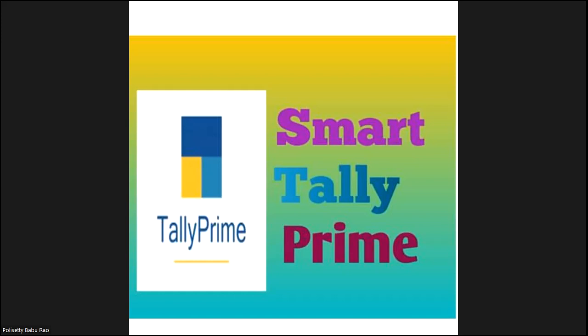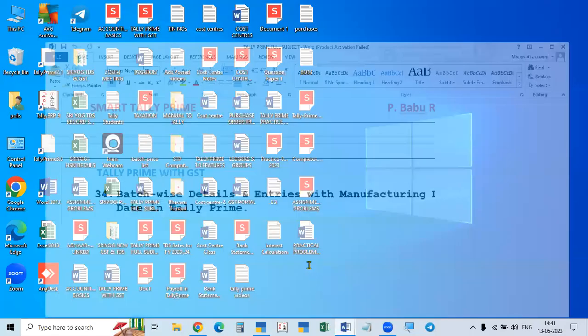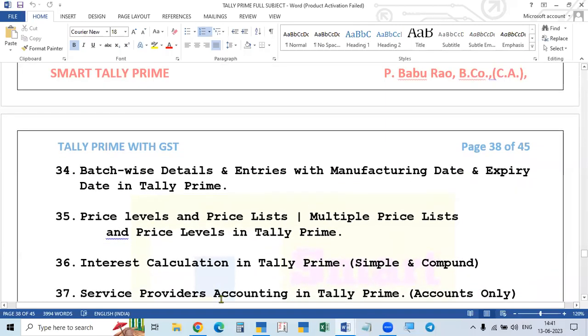Okay, now today we will enter into our topic. We completed the interest calculation. Our topic today is service providers accounting in TallyPrime. That means accounts only. So what is meant by this?